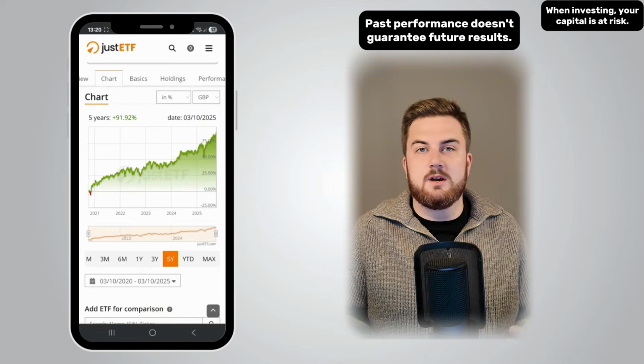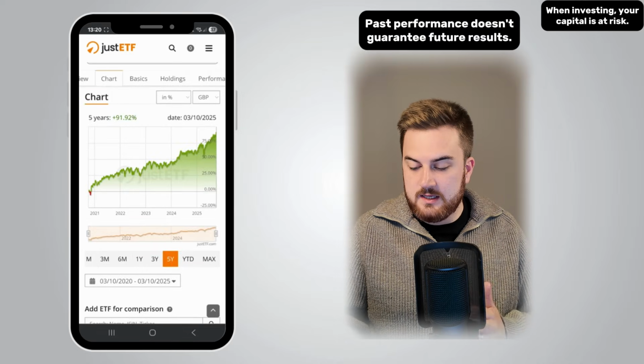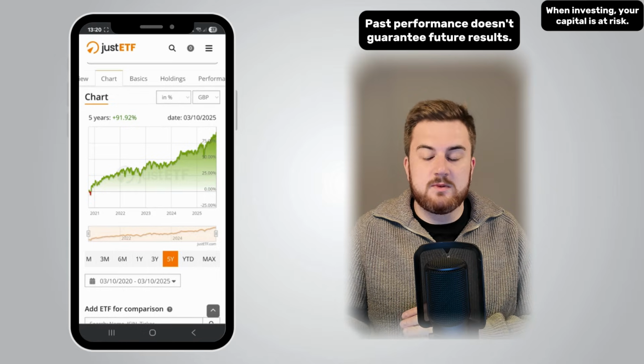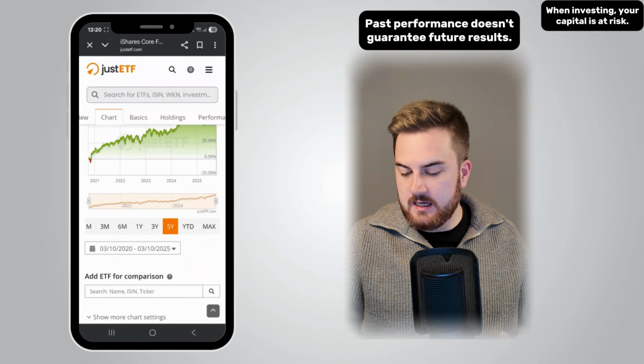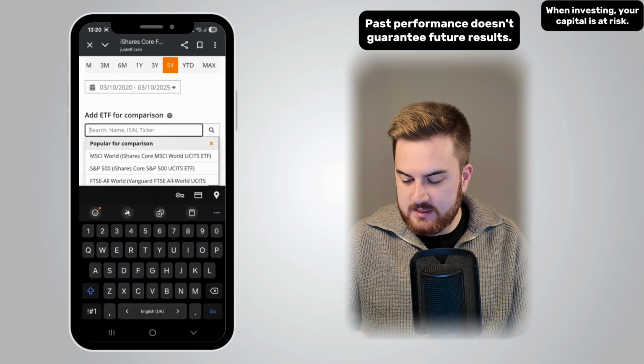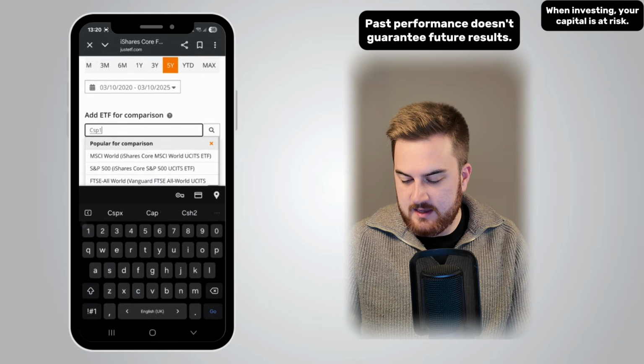And the last thing I'll go through is the charting tool on Just ETF. You can see the 1 year, 3 year, 5 year maximum returns. And importantly, you can add other ETFs for comparison. So for example, say I want to add an S&P 500 ETF to this chart just to compare.